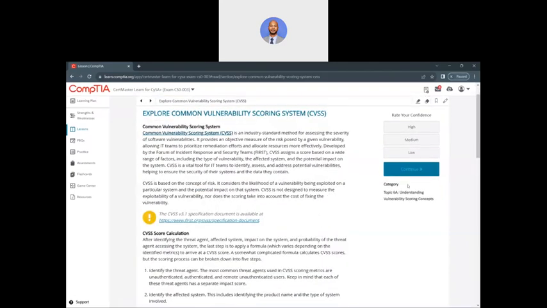So the common vulnerability scoring system is an industry standard method for assessing the severity of software vulnerabilities. When it says industry standard, that's really important. This is something that should be known and understood by everyone conducting vulnerability scans, even cybersecurity analysts that may be reviewing vulnerability scans.